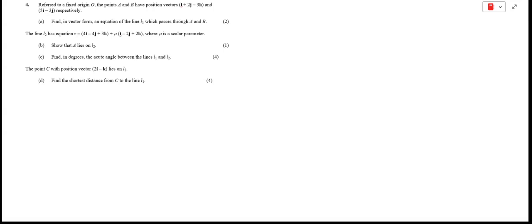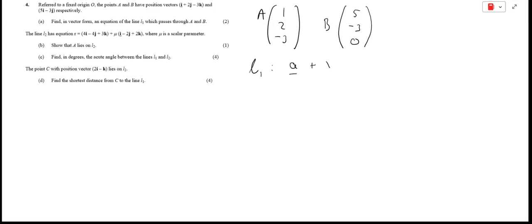Final question, it's all about vectors. We've been told that the point A has the coordinates 1, 2, minus 3, and the coordinates of B are 5, minus 3, 0. Then it says find the equation of the line that passes through A and B. We know the equation of a line, if it passes through 2 points, we can either use A or B. I'm going to use A plus lambda (B minus A).